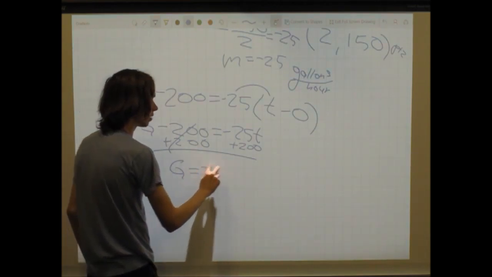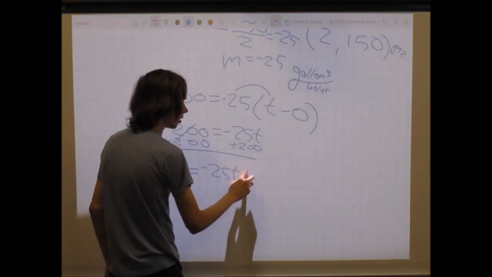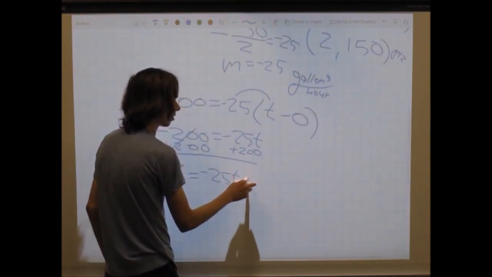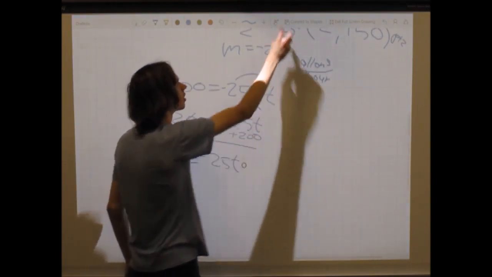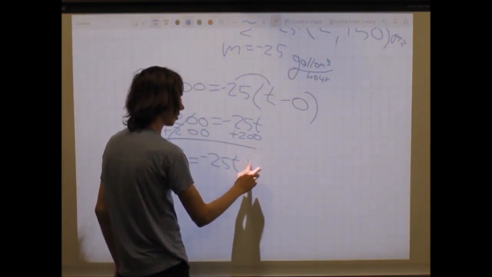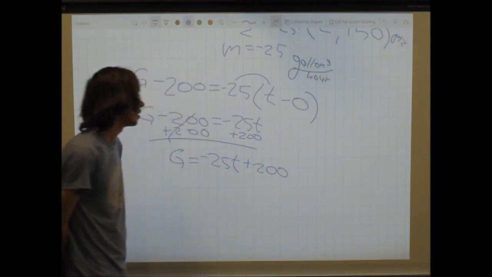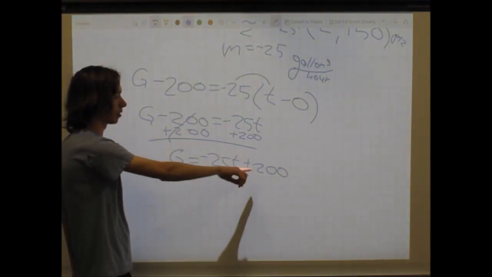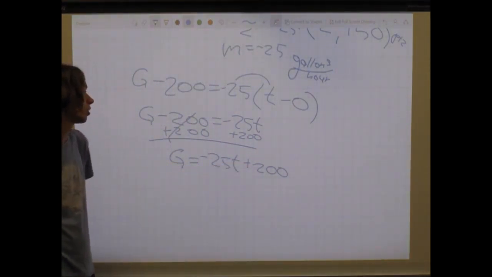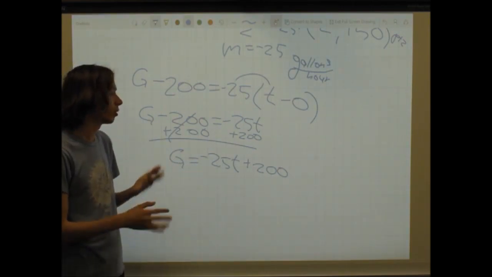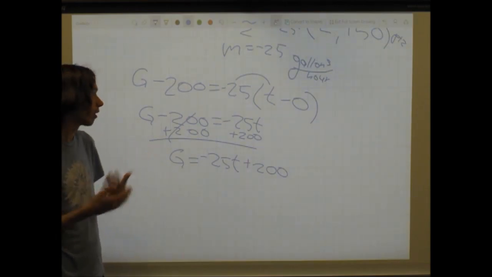g equals negative 25t plus 200. And then this is a t, by the way, I know it looks like a plus. So that's the equation for our line that tells us how fast and at which rate we are losing water from this tank, right?